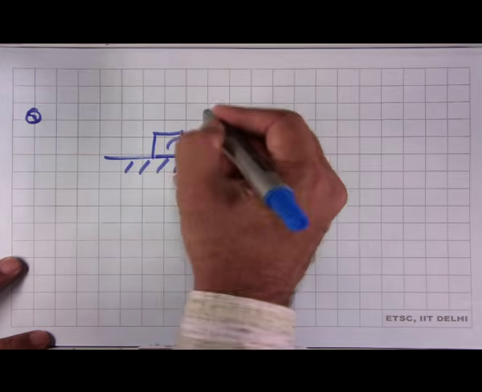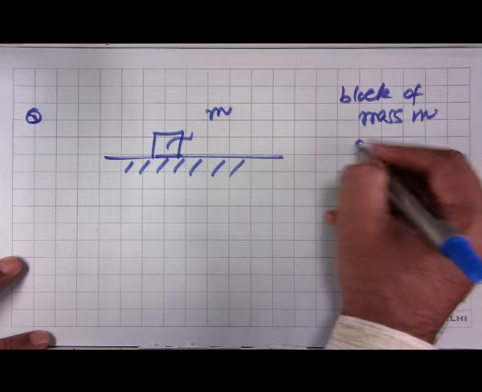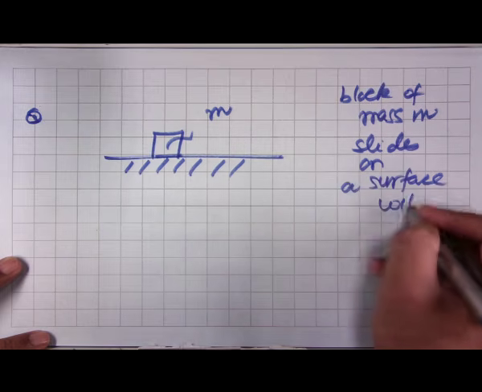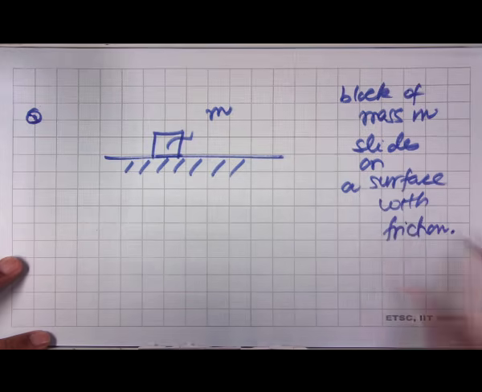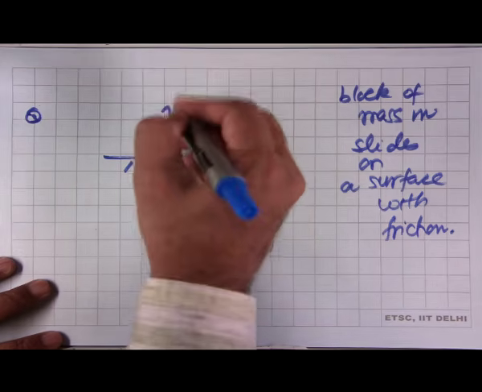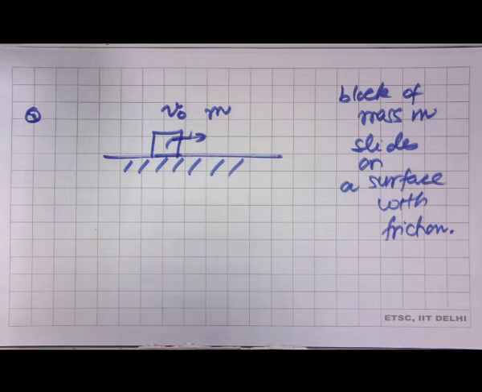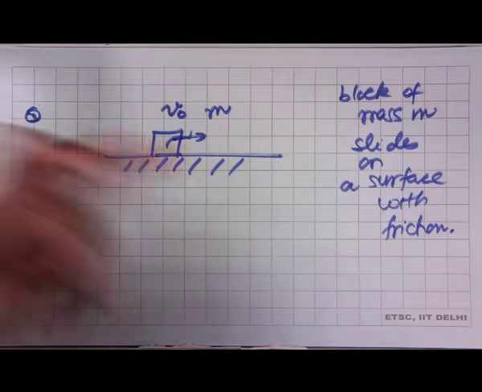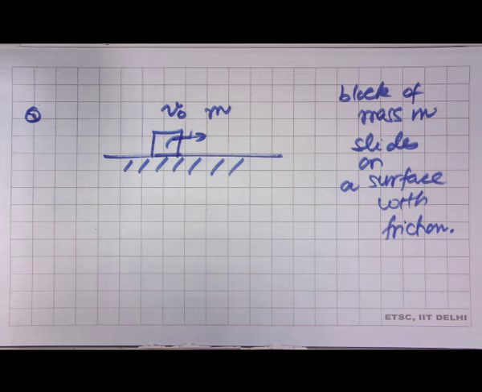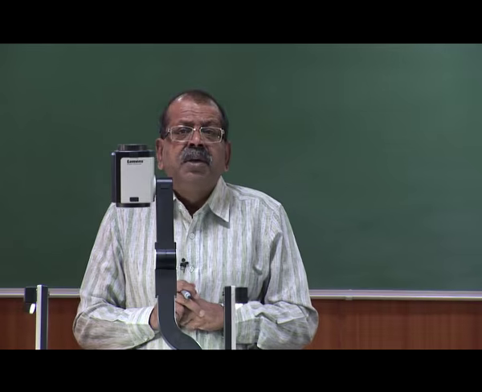again a block of mass m, but now it slides on a surface with friction. So, let us say some force has been applied to the block, because of which at time 0 it has a velocity v0. At that time no external force is being applied to the block, it has already been removed. Because of the application of some force, the block is now moving with a velocity v0.